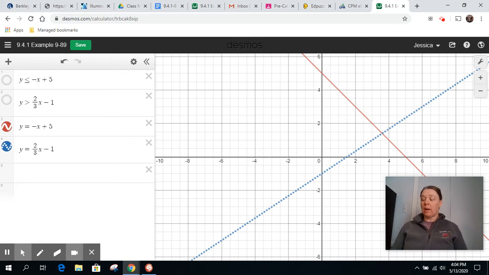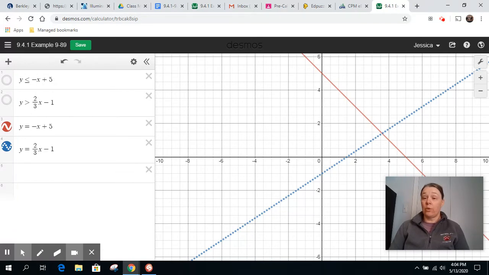I want you to think about, based on what we did last week, how might we figure out which region is the correct one? We already know it's this one over here, we just saw that. But how could we know which region we should be saying is our solution?